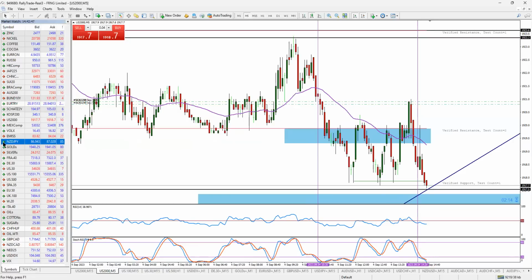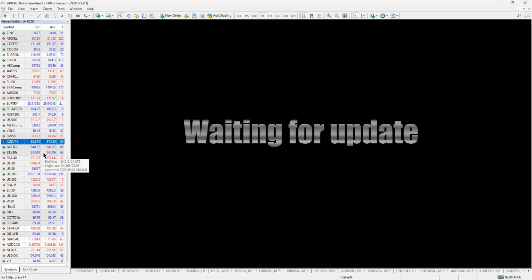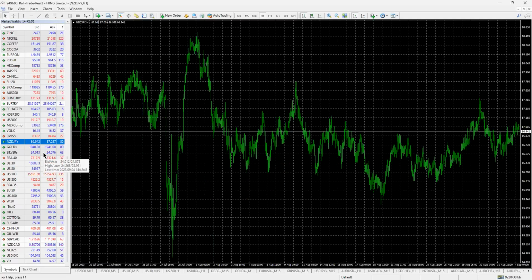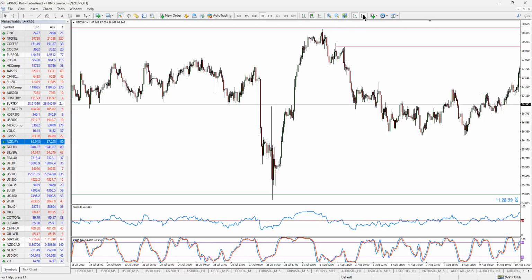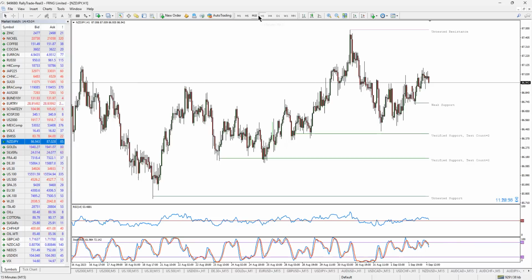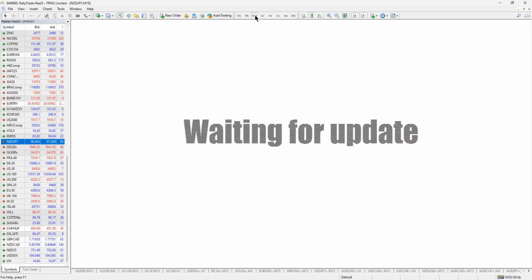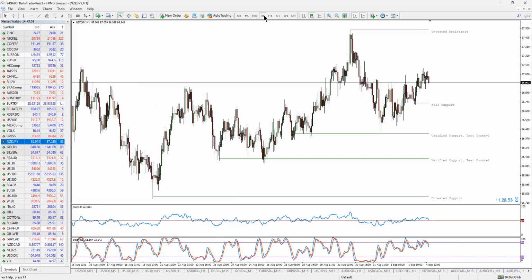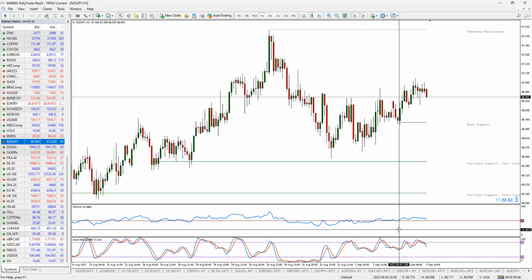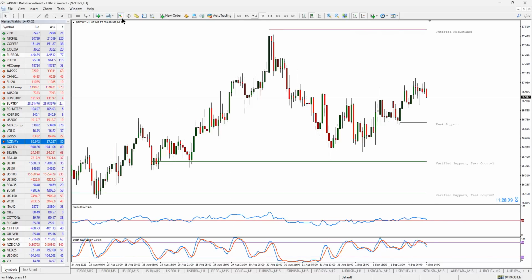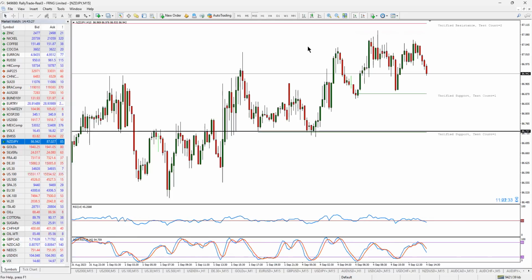NZDJPY. Let's check. Yeah, the 4 hours time frame is above 50. The 1 hour is also above 50 RSI. And the market is going downwards. So where exactly will I? The thing now is that, look at this. Somewhere here. If I was to draw this, let me draw. This is the closest support. Let me go to 15 minutes and check.